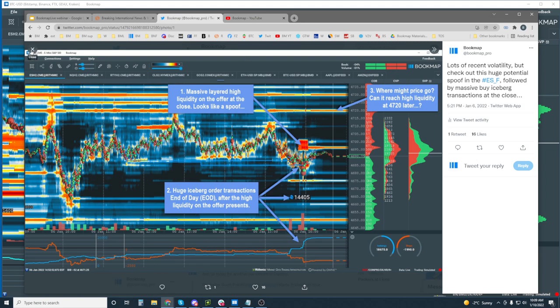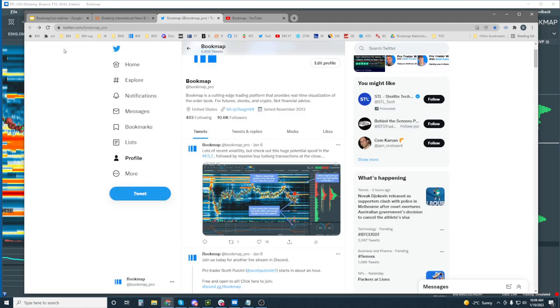Something to continue. We'll continue to look for. But the point here is, icebergs are great. It's amazing transparency. Order flow rules, though. The order flow is the most important part. This is a confluence to add to your order flow analysis.